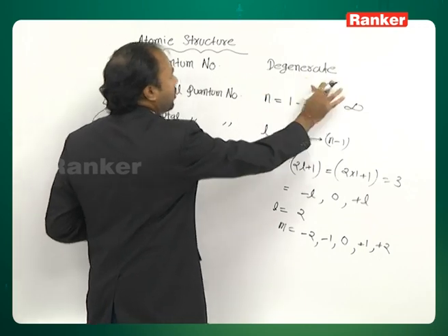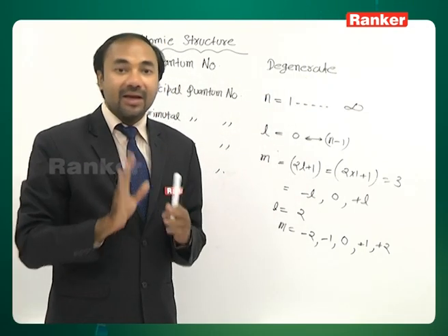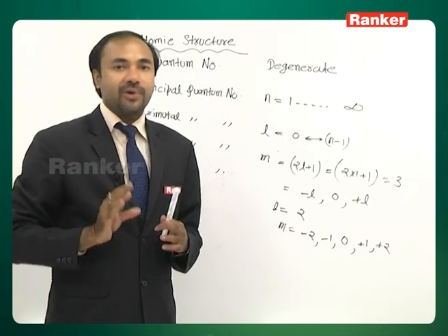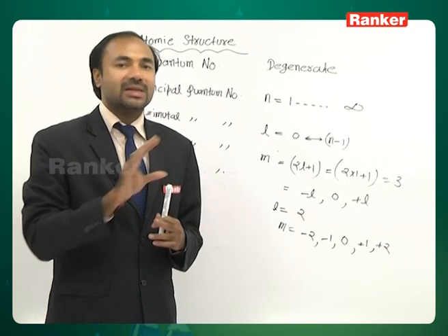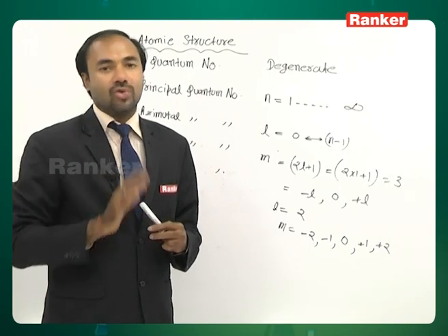What is the meaning of degenerate orbitals? That all the orbitals will have exactly the same energy. We are not talking about size and shape, but this is for sure that in a particular subshell, all the orbitals will be at the same energy level. There will not be a single point difference in the energy of those orbitals.